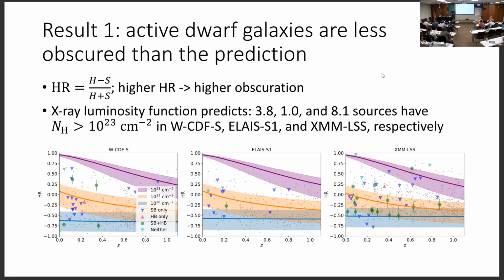And I'm plotting hardness ratio versus redshift for 3 fields here. And these colored points are our active dwarf galaxies, our confirmed active dwarf galaxies. And I also plot some expected curves for an observed power law with different obscuration levels. And so you can see that we don't really have lots of sources above the 10^23 N_H curve.